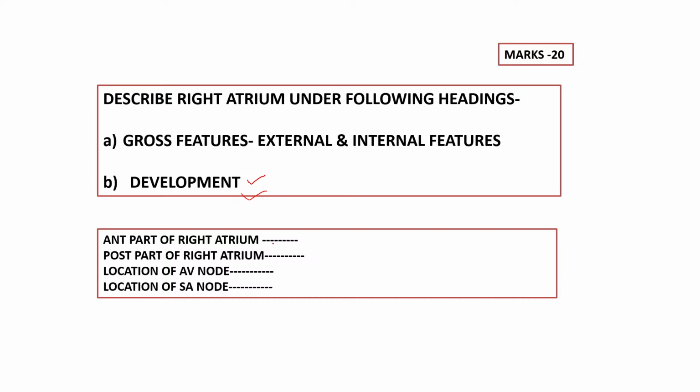Now, the MCQs which are commonly asked from the right atrium are again about the anterior and posterior parts of the right atrium, how they differ embryologically, and another important part is the location of the AV node, which is in the triangle of Koch, we have seen in the interatrial septum, and the location of the SA node, which is at the upper end of the sulcus terminalis. So, that completes our topic of the right atrium. Thank you.